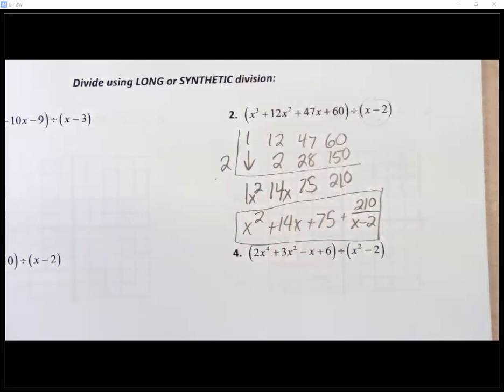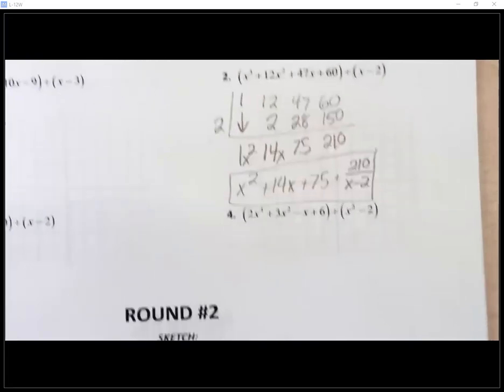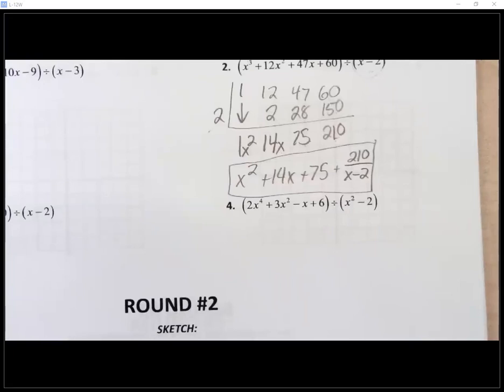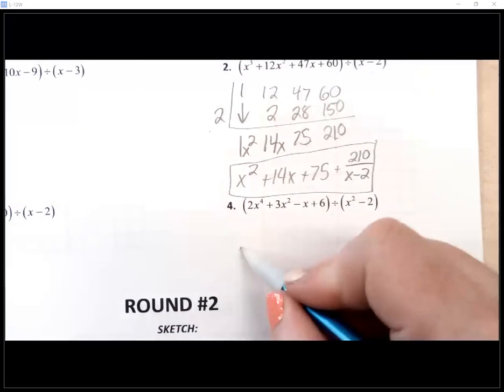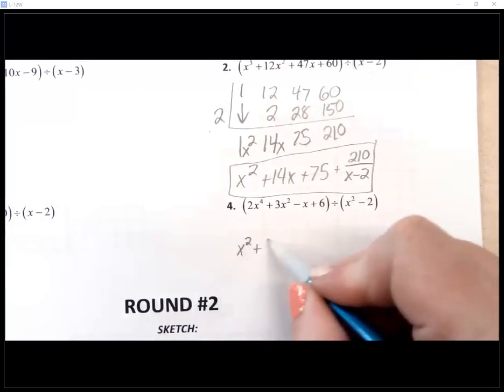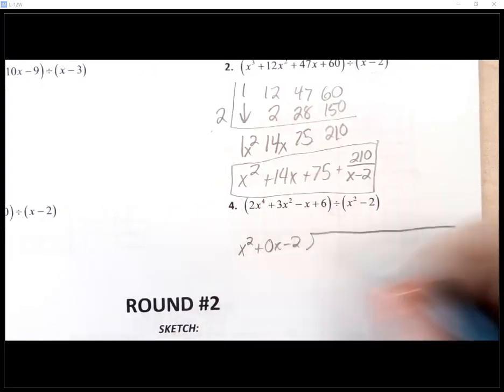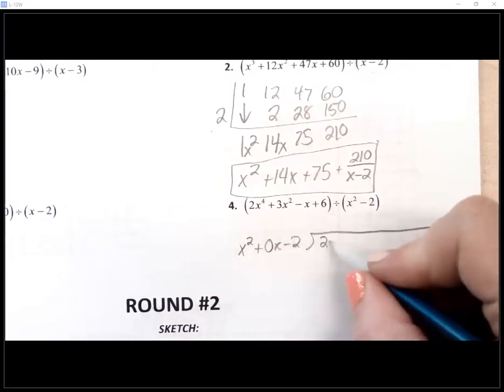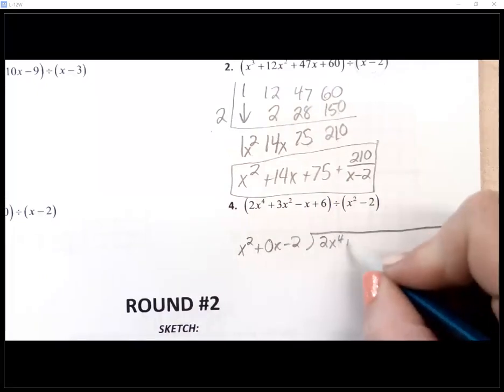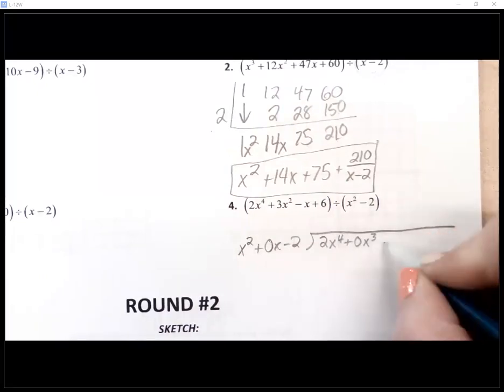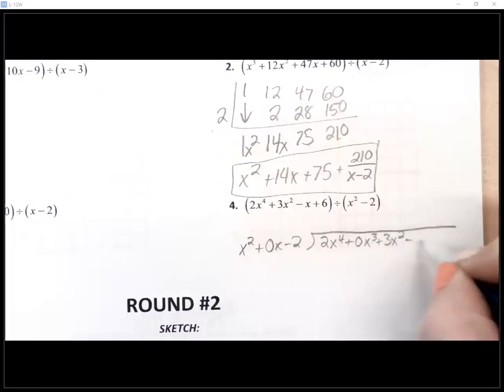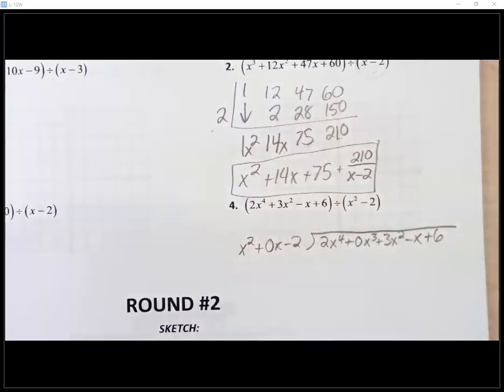So on number 4 that I'm going to do with long division, I need to make sure that I'm putting in zero placeholders where I need them. So in my divisor, I don't have an x to the first term, so I'm going to stick that in. And in my dividend, for number 4, I don't have an x to the third term. But I do have an x squared term, x to the first, and a constant. So hopefully we can fit this all in, but I think we can. And then remember the procedure.